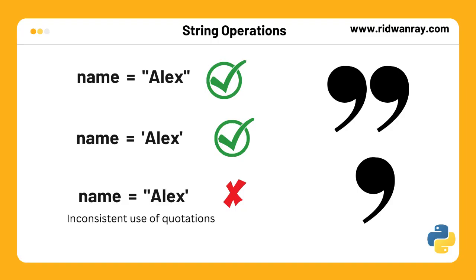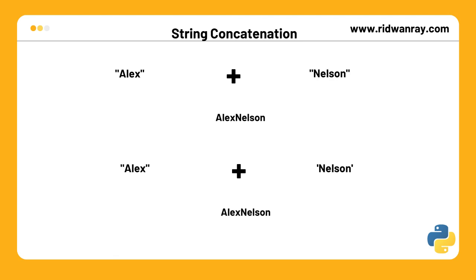In this lesson, we will explore some operations that can be performed on the string data type. As mentioned in the previous lesson, strings are enclosed in quotation marks. String concatenation refers to the process of combining two or more strings together. To achieve this, we make use of the plus operator. Whether single or double quotes are used in Python does not really matter.